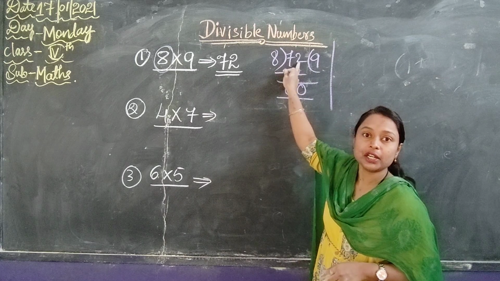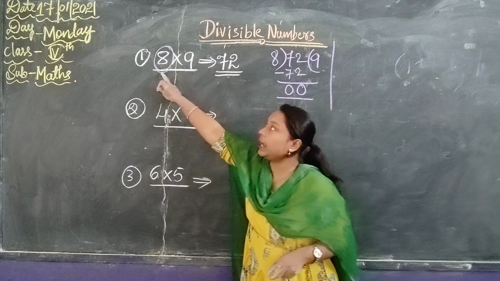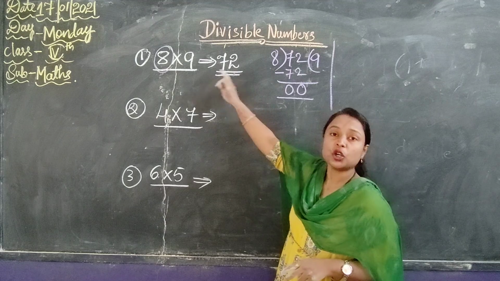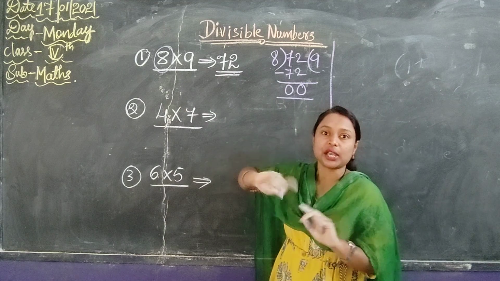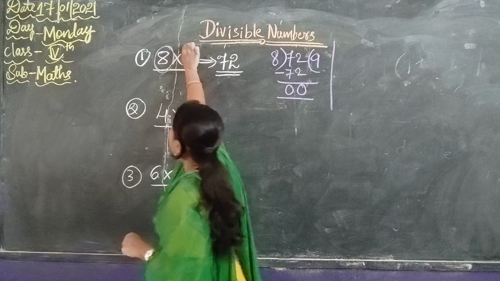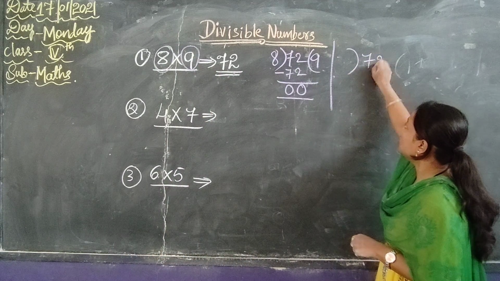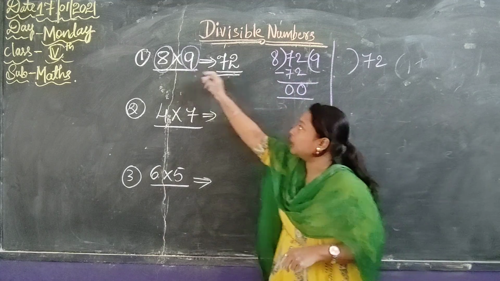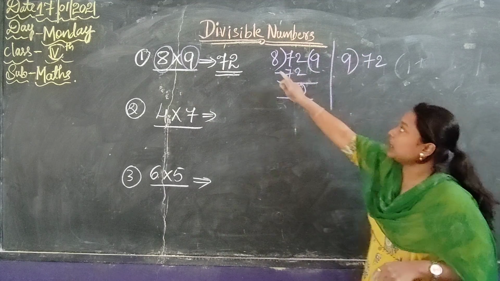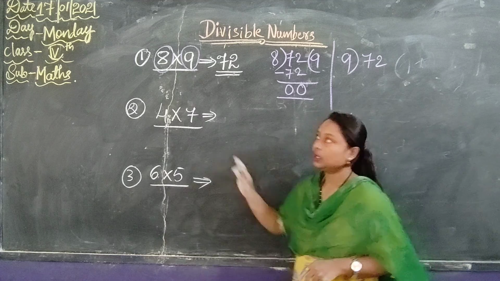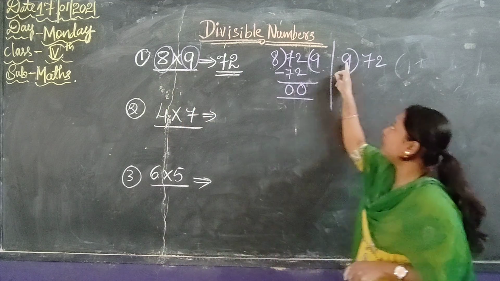We have divided 72 by 8. Now we will divide 72 by 9, then we will check. First, 8 in the divide, what is that? 8 in the next 9 in the divide, what is that?